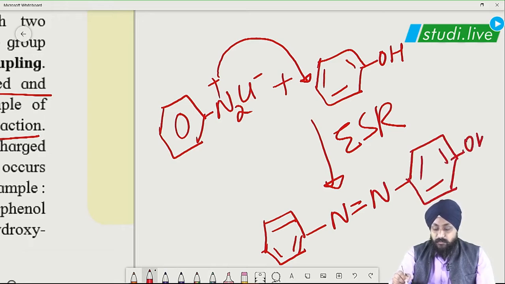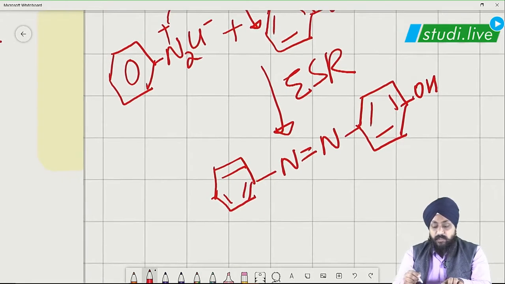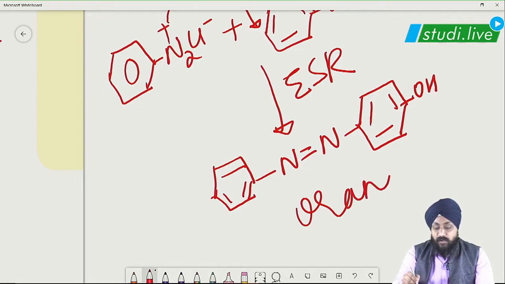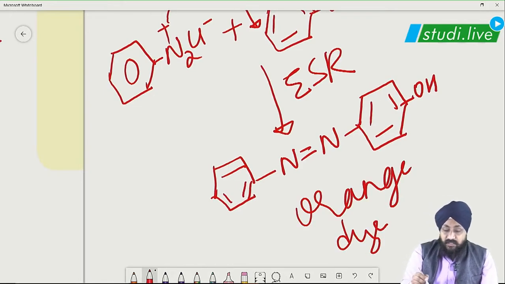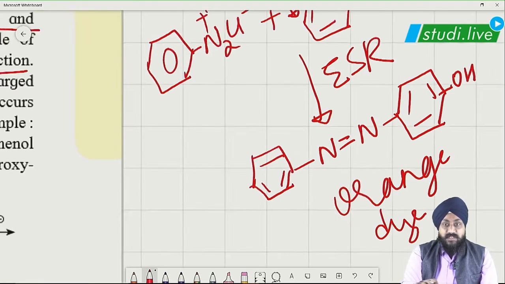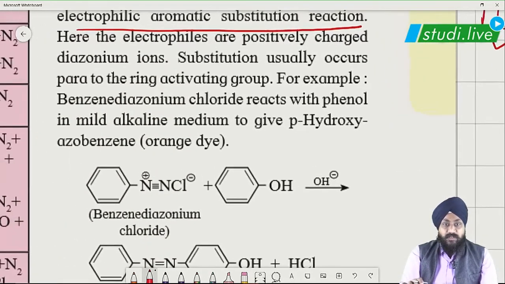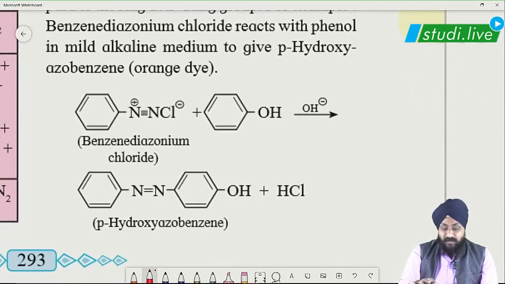See, this is your para hydroxy azobenzene. It is going to be an orange color dye, students. It has extended conjugation, double, single, double, single, double, single, double, like this. Because of what? It absorbs lots of light from the visible region, and hence it is brightly colored.